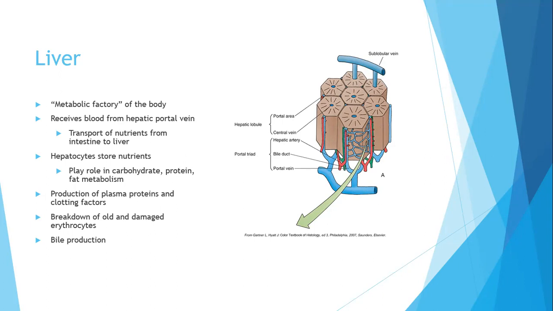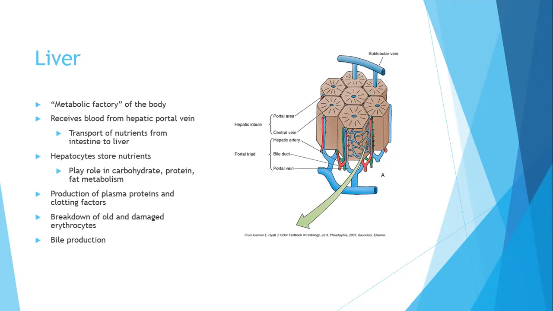It receives blood from the hepatic portal vein. It transports nutrients from the intestine to the liver, and the nutrients are stored in the hepatocytes. Hepatocytes are liver cells, and they play a role in carbohydrate, protein, and fat metabolism. So if we have extra nutrients, they get stored, and then the liver decides, or the body decides, when the liver is going to release them. And a lot of that's controlled hormonally. A lot of the hormones are produced in the pancreas, and we'll talk about that.